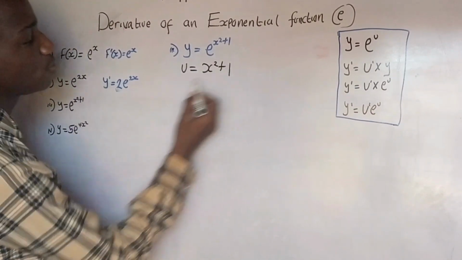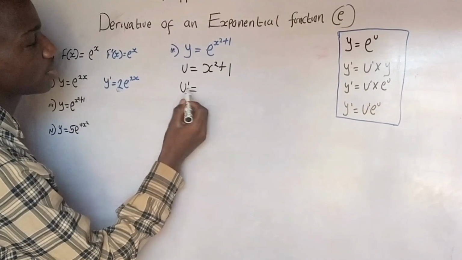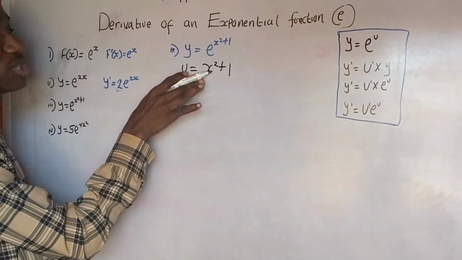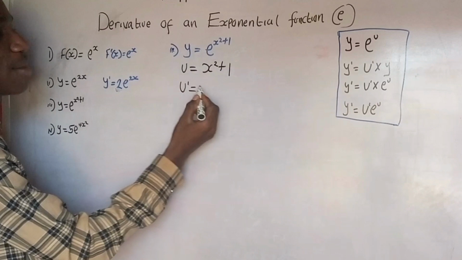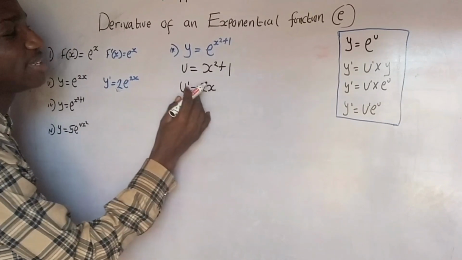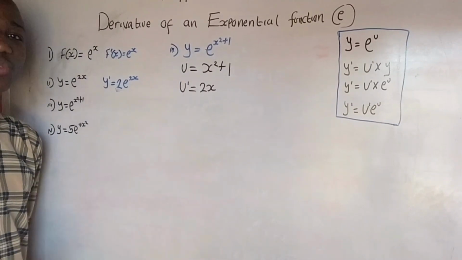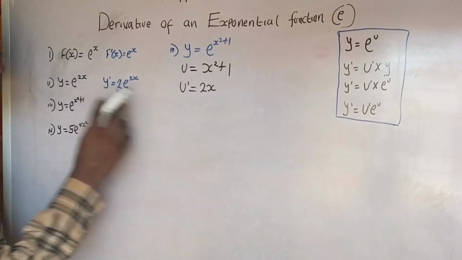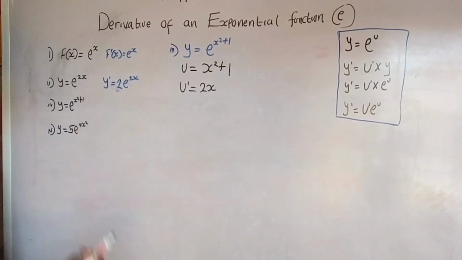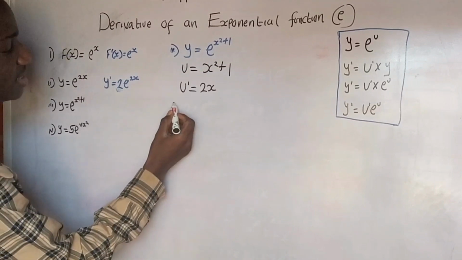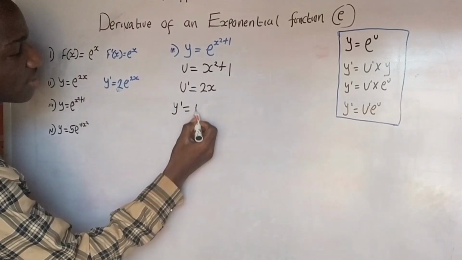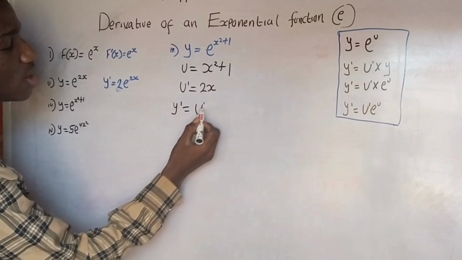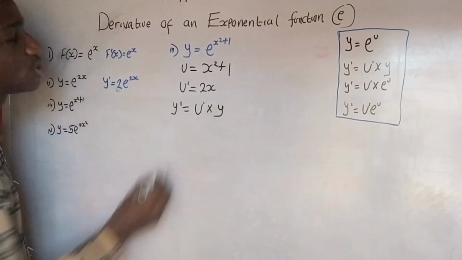The derivative of u, using the power rule to differentiate this x squared, I'm going to have 2x, and if you differentiate a constant it will give 0. So in that case, the derivative of u is equal to 2x. Now the next thing is to recall that our formula is the derivative of y is equal to the derivative of the power, which is u, multiplied by y itself, which is the function.